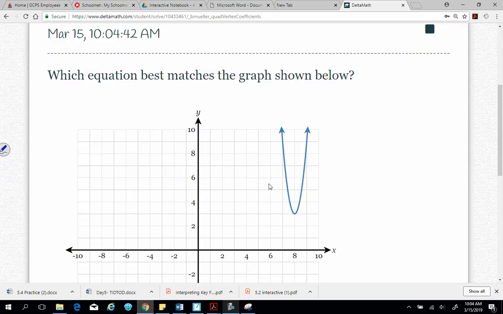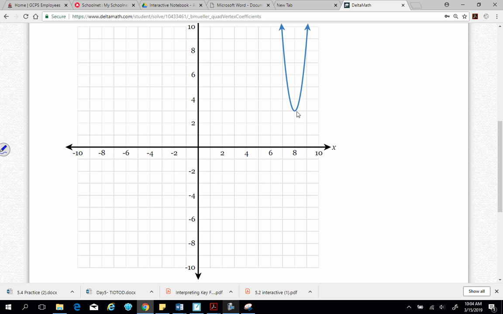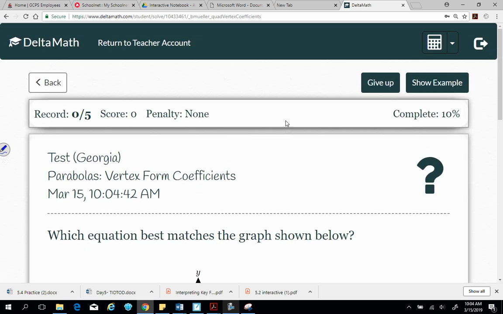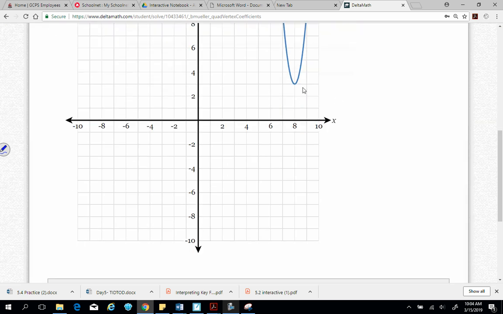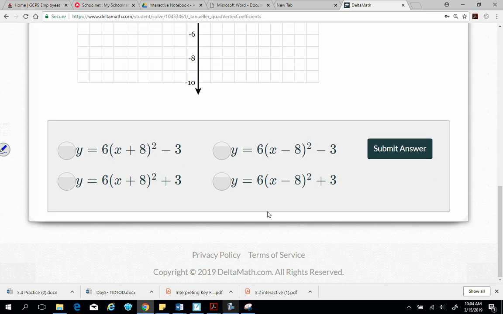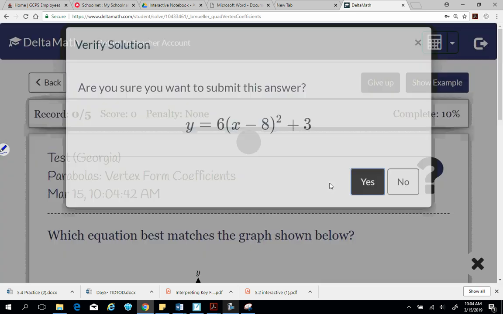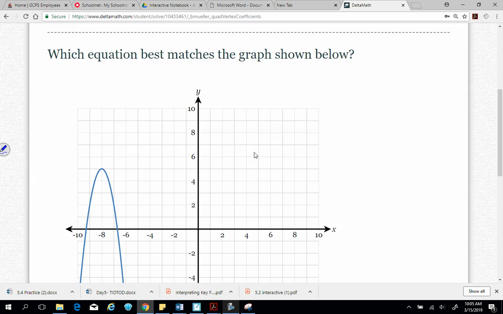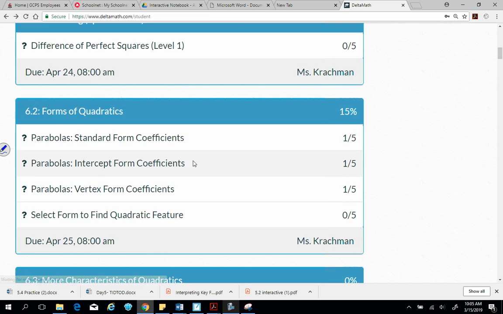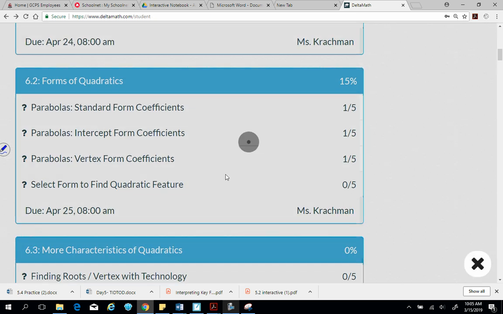Then there's this one, and you're finding the vertex because it's in vertex form. So what is the vertex here, right here? 8, 3. And so I got to figure out, okay, I know it's got to be the opposite, so it's got to be -8, and 3 is the same, so I know it's got to be that one. Does that make sense? Okay, last one is this.